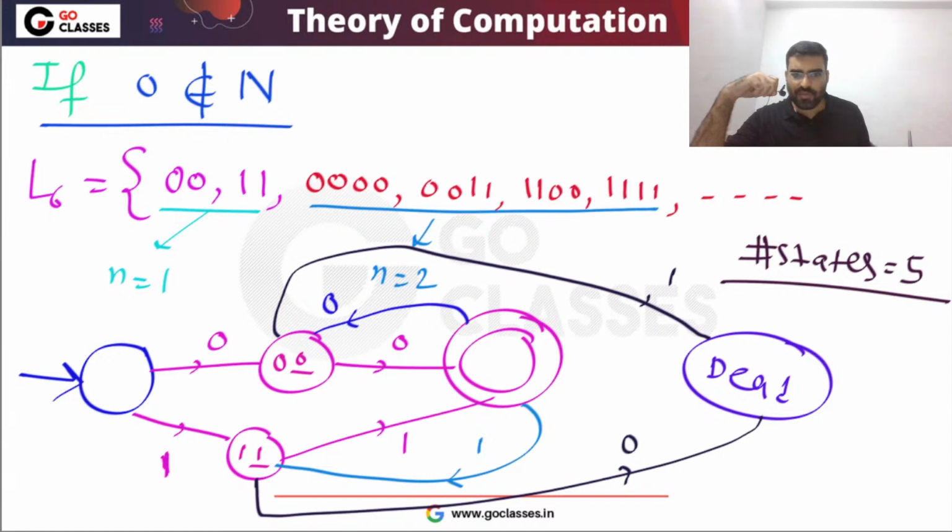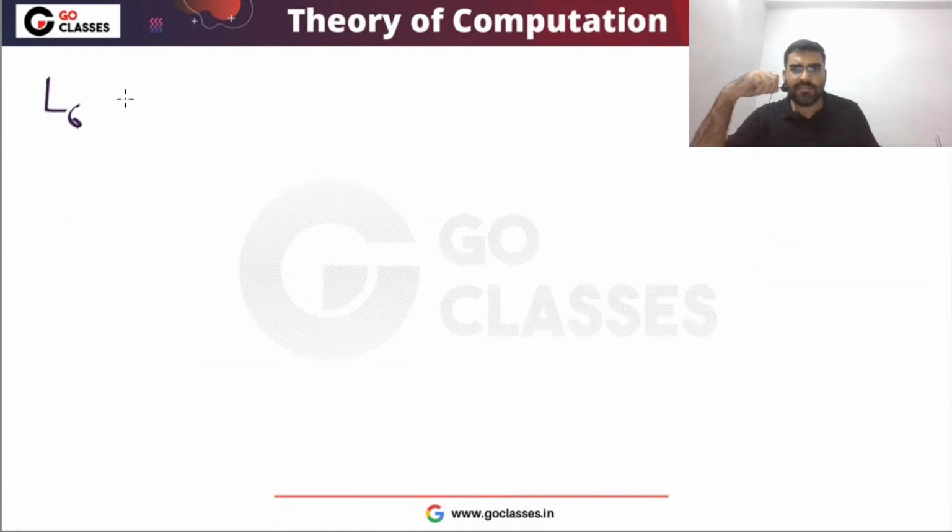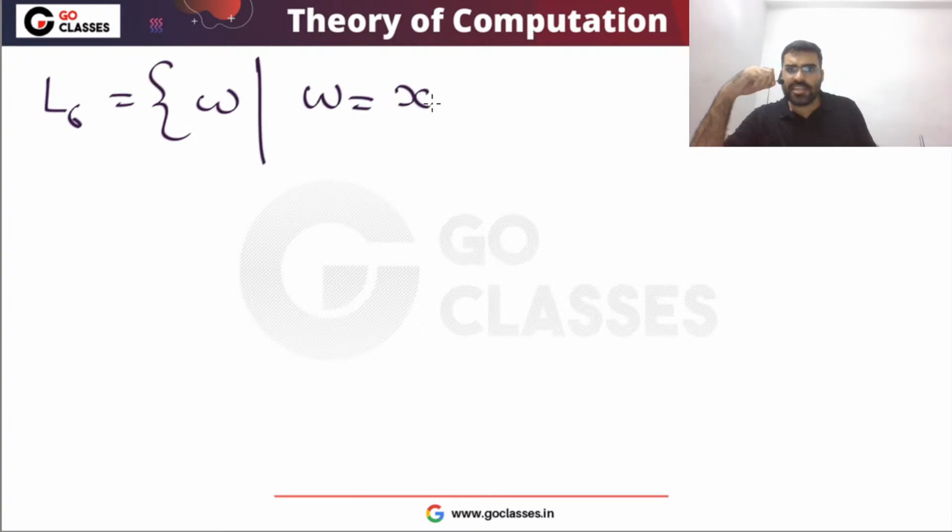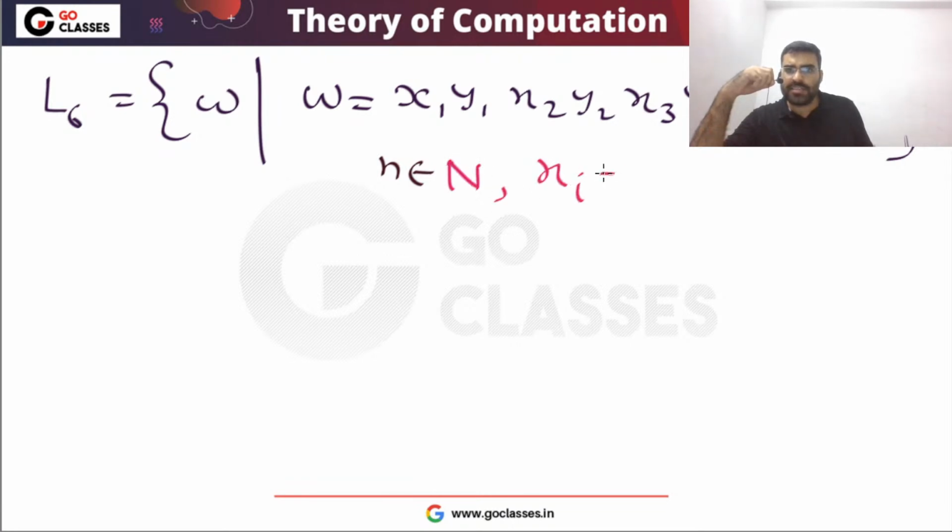Vani is asking how 0011 is satisfying. See, the language L6 is saying that every string is like this: x1 y1, x2 y2, x3 y3, and so on, xn yn, where n belongs to the set of natural numbers, and xi is equal to yi. And remember, xi and yi are symbols, 0 or 1.